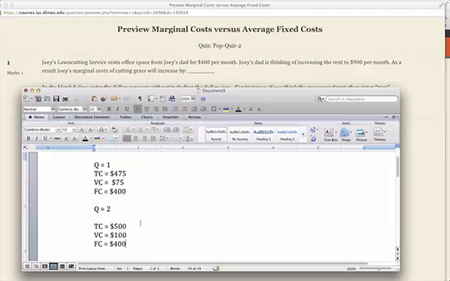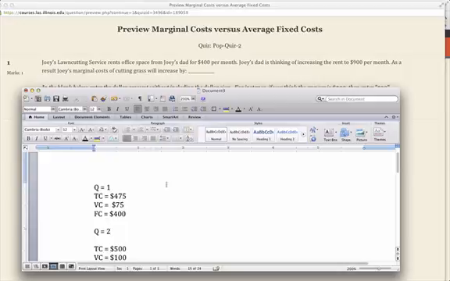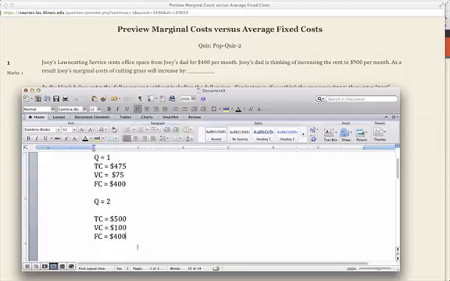So the marginal cost between 1 and 2 is going to be equal to the change in total cost over the change in output. The change in output was 1, and the change in total cost was $25. So the change in cost from 1 unit to 2 units was $25.